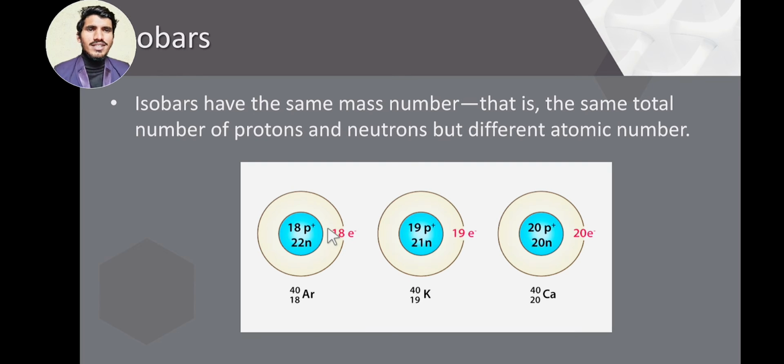So as you can see here, argon, potassium and calcium. Okay, these three atoms have the same mass number, 40, 40, and 40, but different number of protons. As you can see here, the number of protons is 18, here it is 19, and here it is 20. Okay, so isobars are those elements that have the same atomic mass but different atomic number.